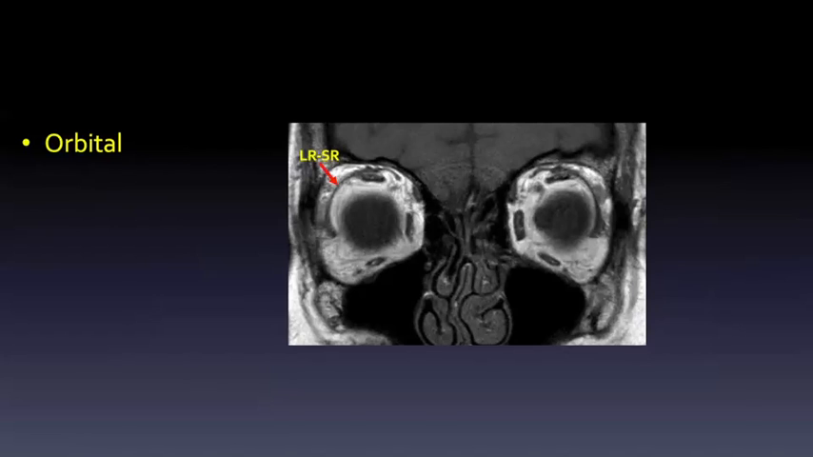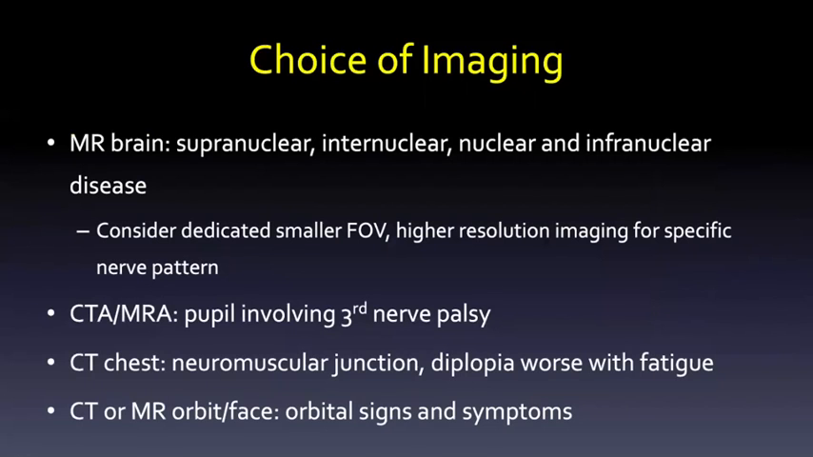Jane. So one's choice of imaging really depends on the level of disease suspected. So in patients with a supranuclear, internuclear, nuclear, and infranuclear pathology, MR brain with high-resolution images of the appropriate cranial nerve pathway is recommended. If you have a patient with a pupil-involving third nerve palsy, this warrants addition of a CTA or MRA to look for an aneurysm as a potential source of compression.